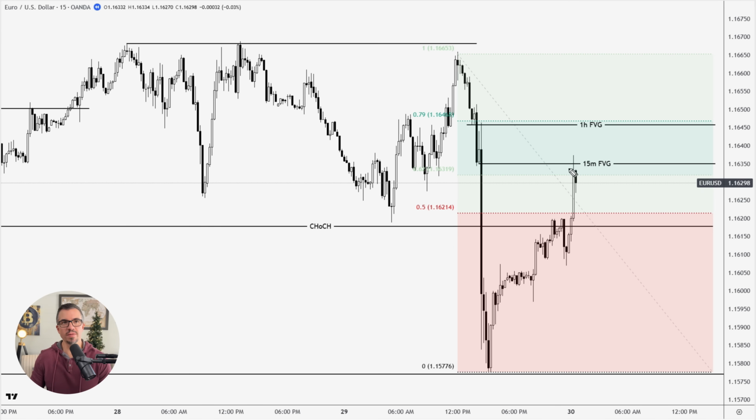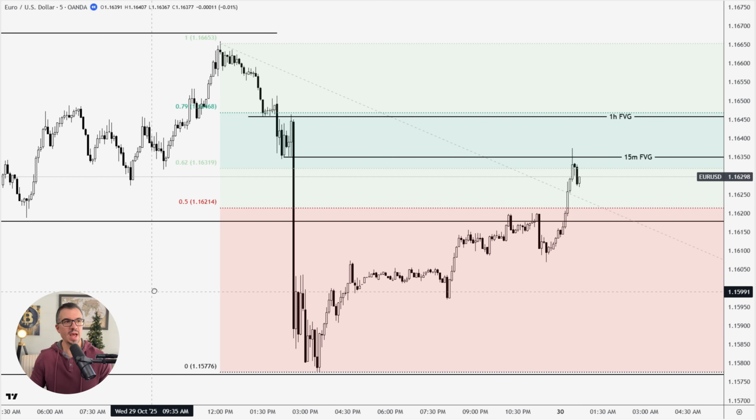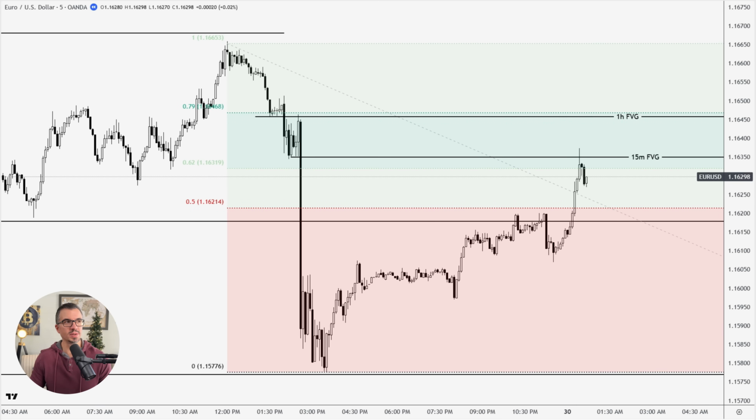So this right here, though, the fact that we came right here into this OTE, this is enough for me to start actively hunting for a short. So moving here to the 5-minute time frame, let's go to the 5-minute, and you'll note that we have an uptrend here on the 5-minute time frame. So we have higher highs and higher lows here on the 5-minute, right?